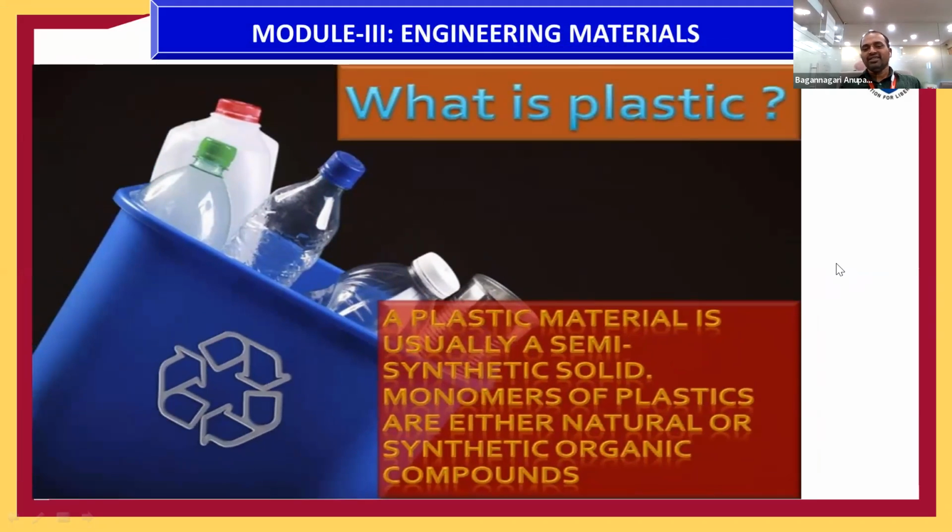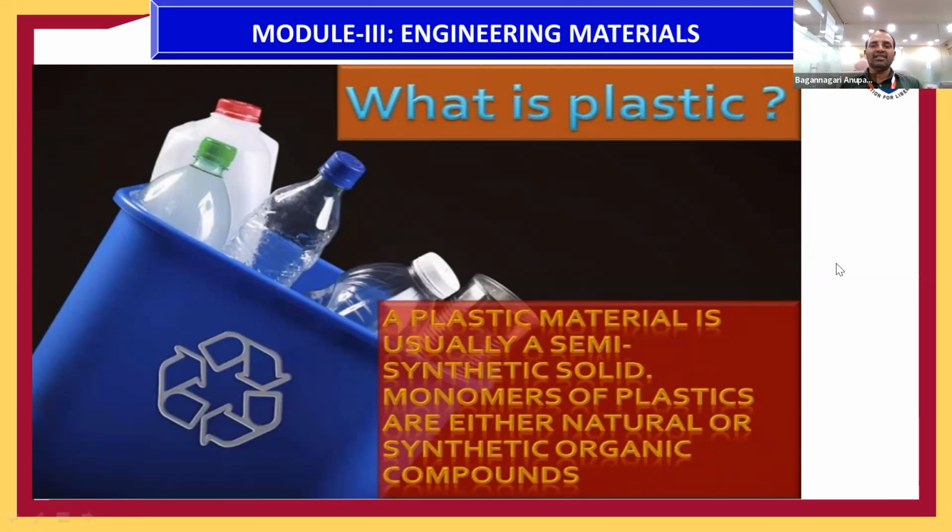Now you see, what is plastic? Plastic is a material, usually a semi-synthetic solid. Monomers of a plastic are either natural or synthetic organic compounds. So nowadays plastics are made from either naturally occurring compounds or synthetic compounds. Suppose you see polyethylene: by using polyethylene we prepare mugs, toys, flower vases, etc. That is also called plastic.